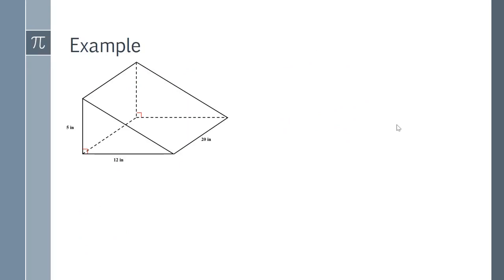So here is another object. We're going to find the lateral area, which is perimeter of the base times the height. We're going to find the surface area, which is 2 times the area of the base plus the perimeter of the base times the height. Now, what is this object? This is a triangular prism.